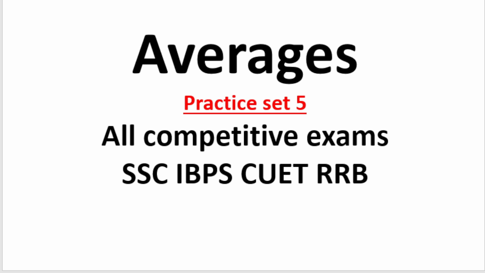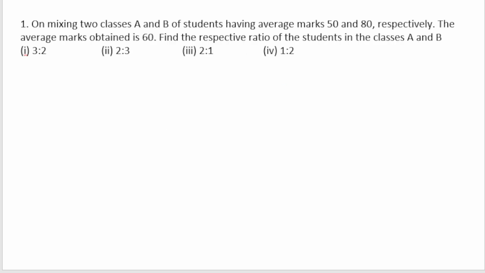In this video, we will discuss a few important and repeated questions from the topic averages. First one, on mixing two classes A and B of students having average marks 50 and 80 respectively. So here there are two classes A and B. The average of class A students is 50 and the average of class B students is 80.